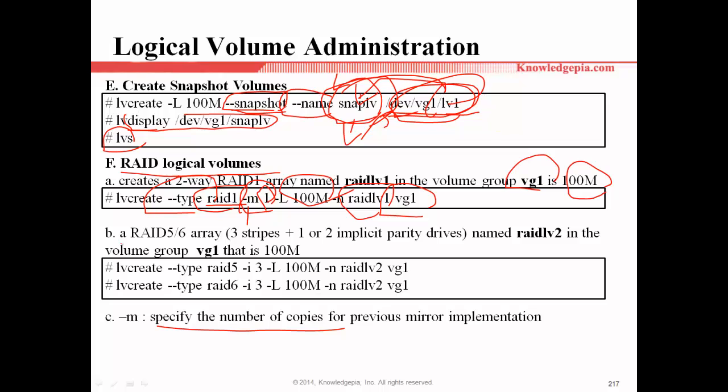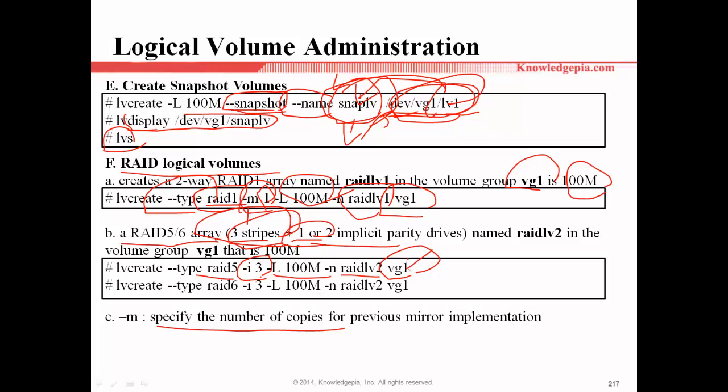In the case of RAID 5 or 6, for example RAID 5, at least 3 stripes and 1 parity drive. RAID 6, 3 stripes and 2 parity drives. If we build RAID 5, for example, then 3 stripes and 1 parity, so in this case we need at least 4 physical volumes. So here for RAID 5, I mean the number of physical volumes, the size 100 megabytes, the name, and the volume group 1.